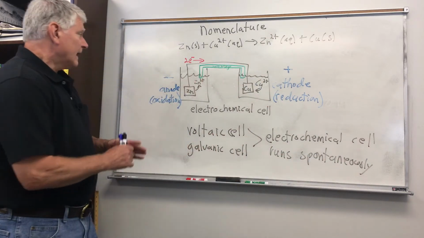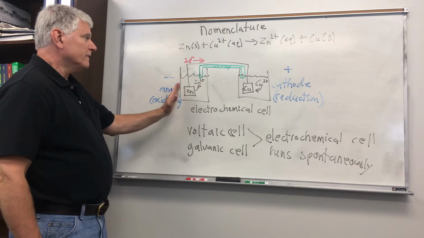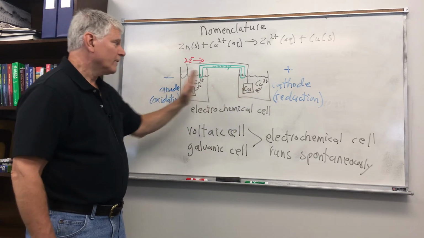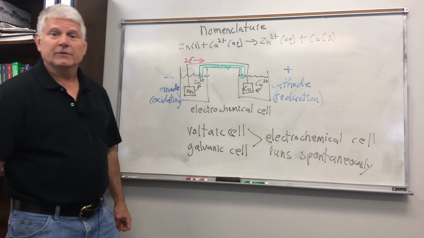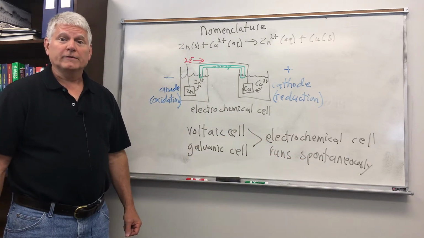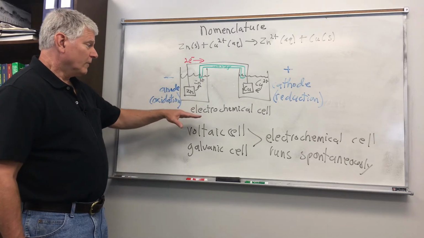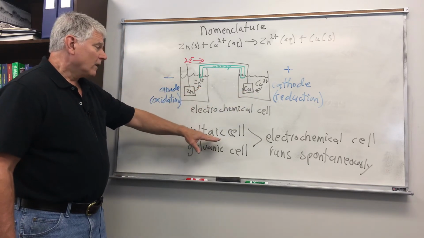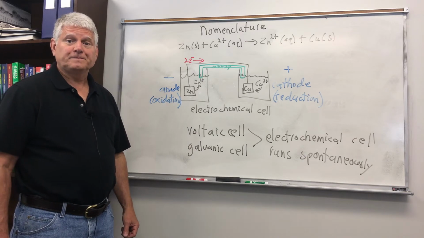So we have zinc as the anode, copper as the cathode. So this is a spontaneous reaction. Electrons will move from left to right, from anode to cathode, spontaneously, meaning delta G is negative for this process. And so if it runs spontaneously in this direction, then we call it a voltaic or galvanic cell.